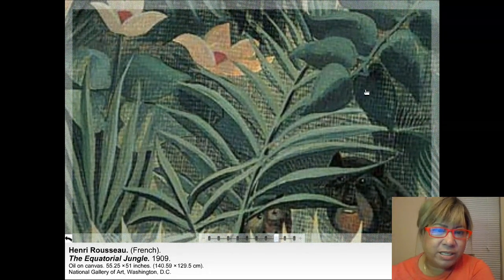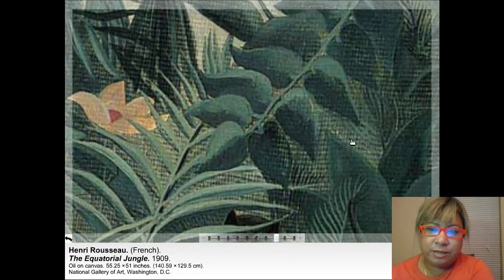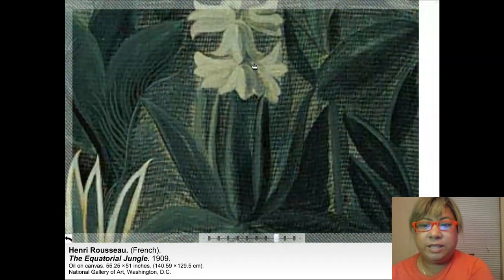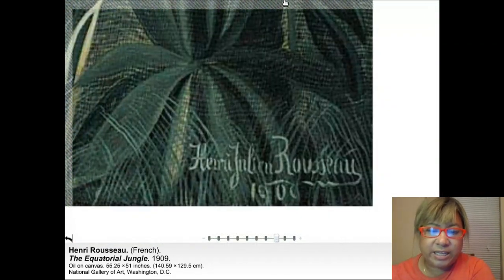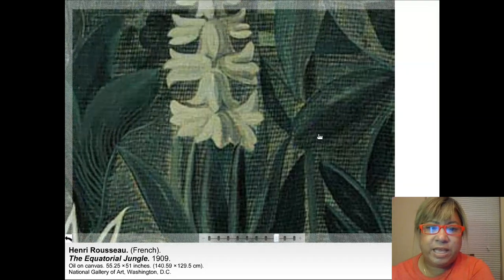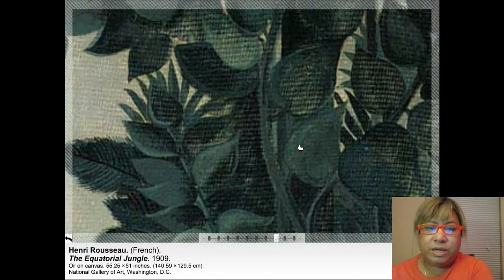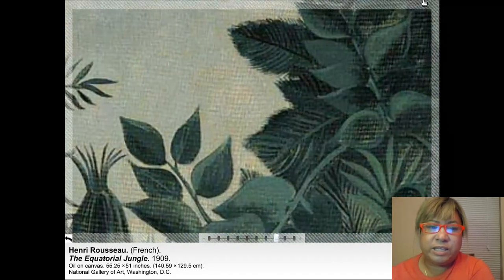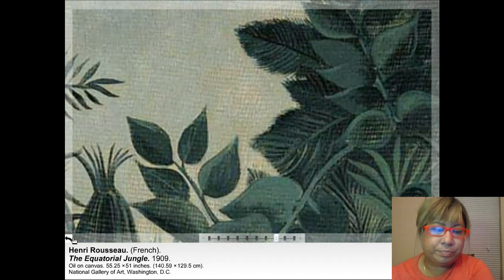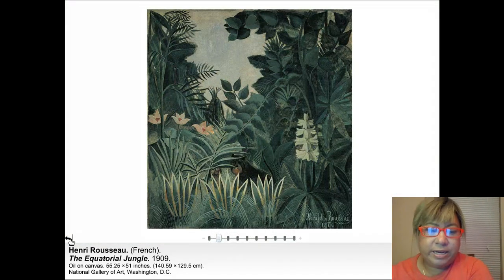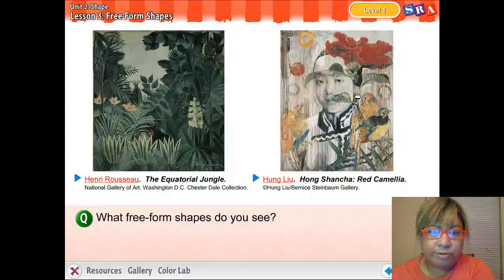In a lot of his paintings, I see some flowers. I see two little hidden things. In some of his paintings, there's his name, he likes to create things hidden in his pictures. But I saw two hidden animals, and I see lots of plants. And then let's look at this one. Those are all freeform shapes.